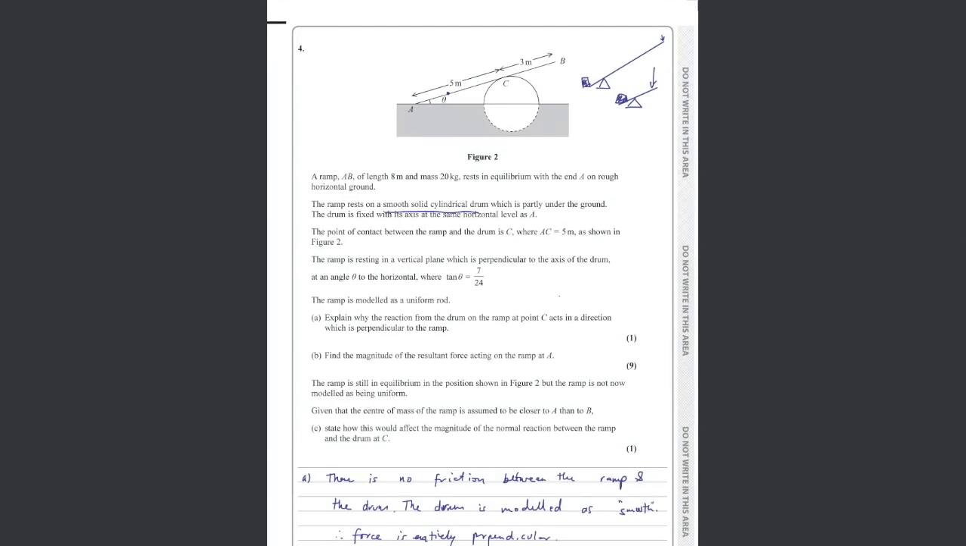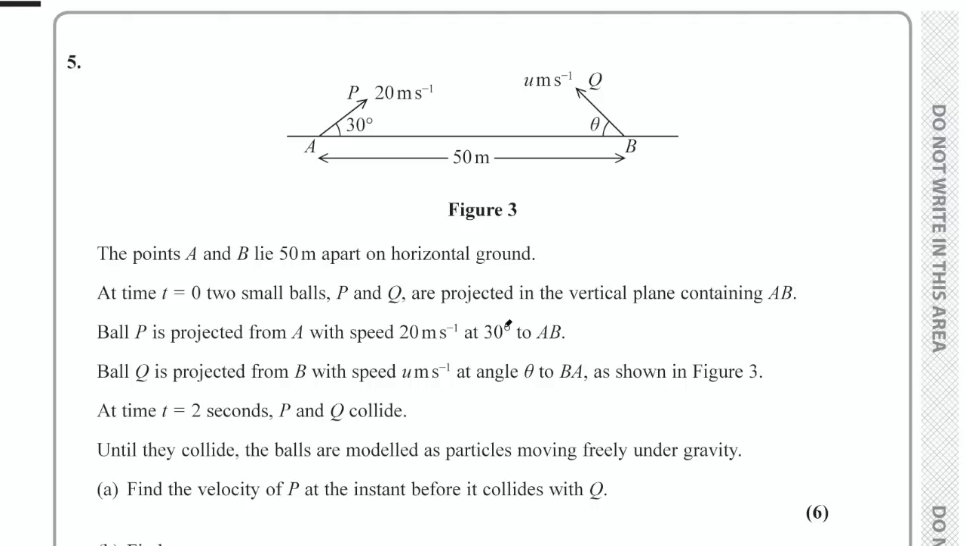Question 5 says the points A and B lie 50 meters apart on horizontal ground. At time t equals 0, two small balls P and Q are projected in the vertical plane containing AB. Ball P is projected from A with speed 20 meters per second at 30 degrees to AB. Ball Q is projected from B with speed U meters per second at angle theta to BA as shown in figure 3. At time t equals 2 seconds, P and Q collide. Until they collide, the balls are modeled as particles moving freely under gravity.